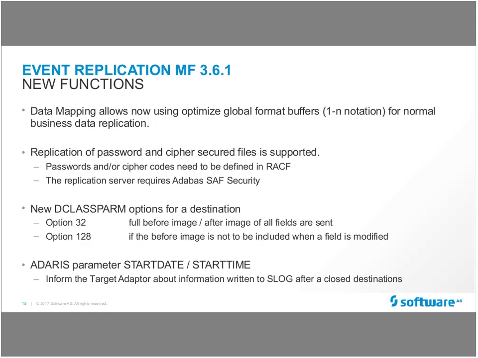Then we have a new D-class PALM option for the destination. That's a few options. You can specify behavior on what you want to do for the destination. So there are two, and they are mutually exclusive. And if you specify both, the first one, the 32, wins. So you get a full before image or after image for all fields you send, regardless of whether they are changed or not, or modified or not.